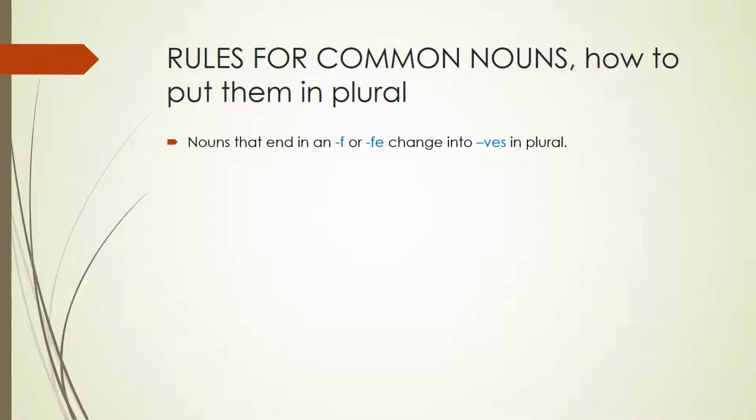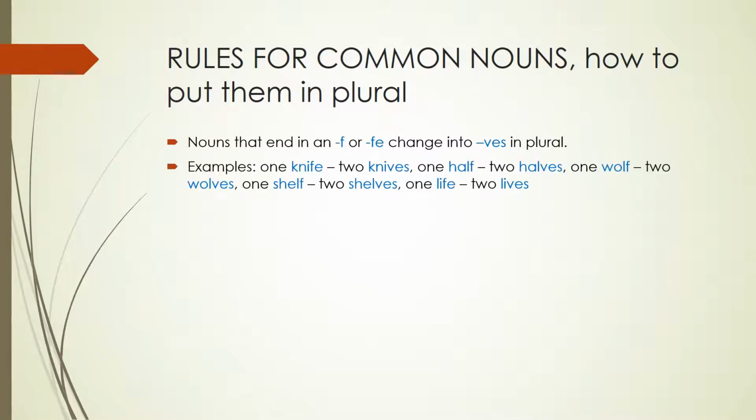Then you have nouns that end in an F or FE. It changes into VES in plural. Examples: one knife, two knives. One half, two halves. One wolf, two wolves. One shelf, two shelves. One life, two lives.